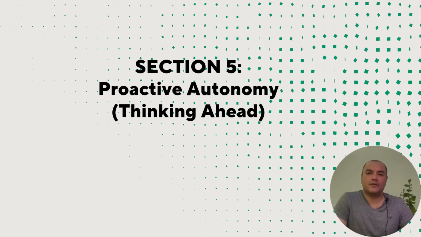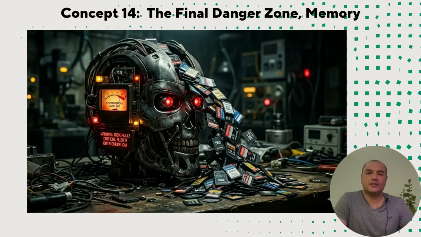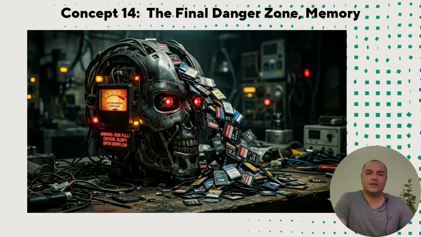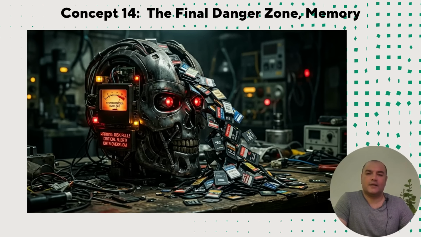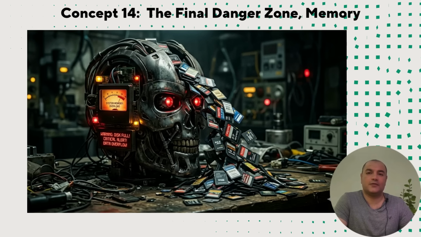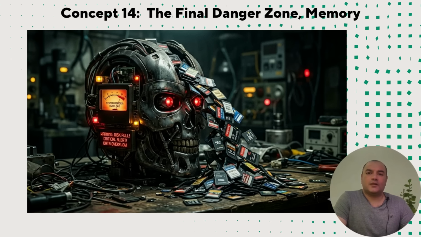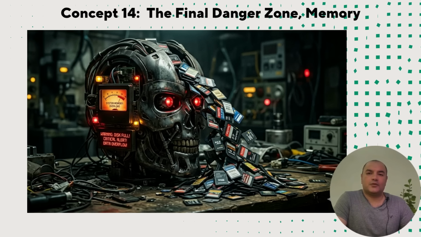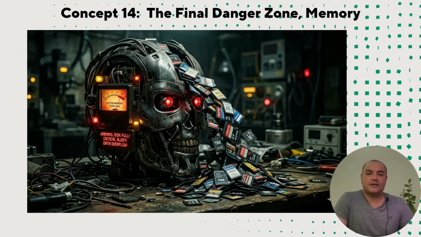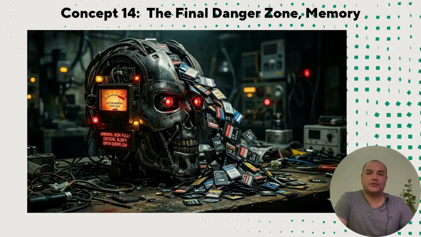Section 5. Proactive autonomy. Thinking ahead. Concept number 14, the final danger zone, memory. Most normal AI forgets your conversation when you close the chat. But your OpenClaw stores daily notes, a running diary of everything the bot completed today. When conversations get too long, your OpenClaw silently curates the most important facts from those notes and writes them into Memory.md, making it a truly personalized assistant over months and years.